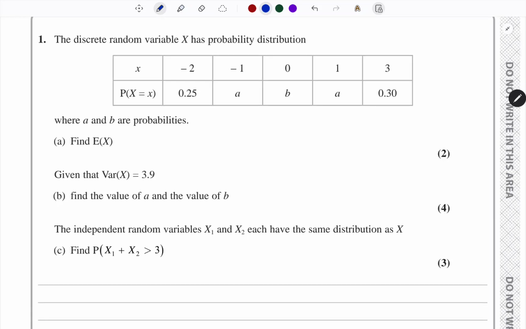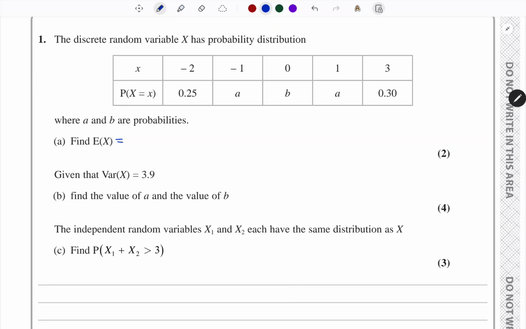Question number 1. The discrete random variable x has the probability distribution given here. It's an incomplete distribution law given in the table, where a and b are probabilities. Find the expected value of x. Despite the fact there are so many unknown probabilities, we can still find the expected value.